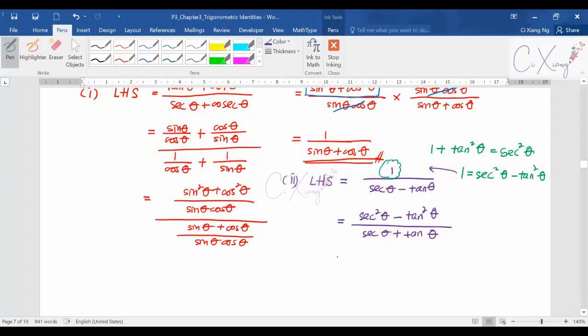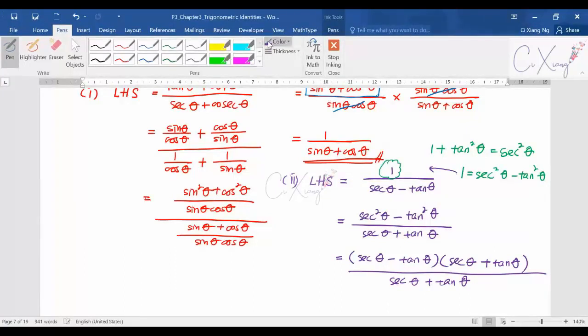Next, how can you simplify it? For the numerator on top, you can expand it actually, or you can factorize it. Let's say factorize, I think it should be factorized, right? You can factorize it to become secant theta minus tangent theta and secant theta plus tangent theta, and then divided by secant theta plus tangent theta.